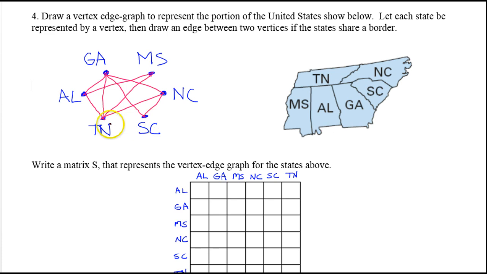How about Tennessee? Tennessee shares a border with Mississippi, Alabama, Georgia, and North Carolina. So that's 4. And I see I've got 1, 2, 3, 4 connections. All right, so that's it. This is our vertex edge graph.